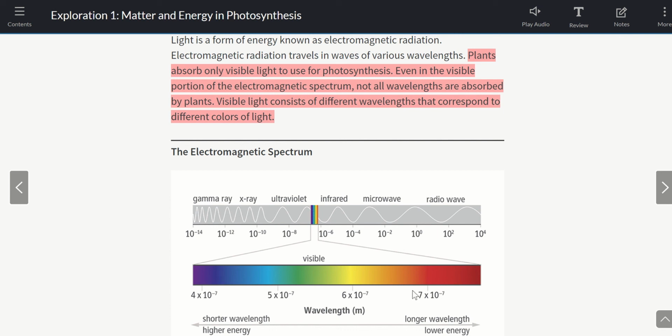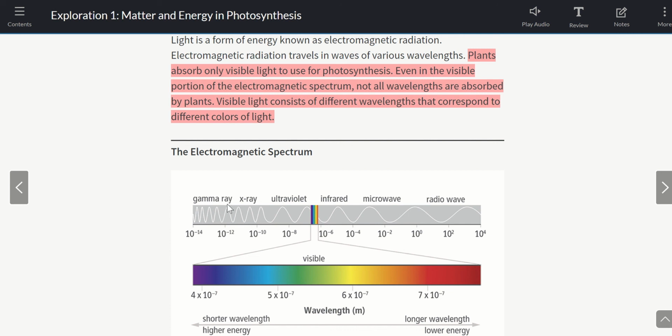Okay, so as we look at our visible light, over here is our purple. This is our rainbow, right? Our Roy G. Biv: red, orange, yellow, green, blue, indigo is in here, and violet. What we're talking about is the purple and the violet are going to be much shorter wavelengths, but they are higher in energy, right? It's going to be going up and down quicker.